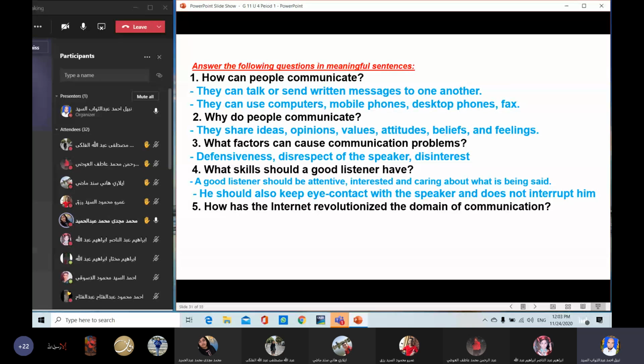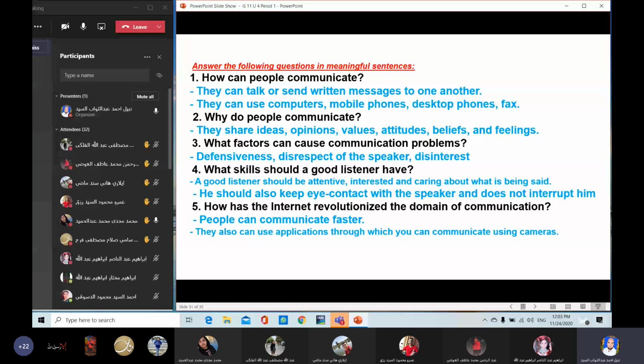They also can use applications through which you can communicate using cameras. So the internet has revolutionized the domain of communication because people can communicate faster and easier, and they can use applications or cameras. You can upload files or send photos or pictures using the internet. Okay, screenshot this question. You can answer them.